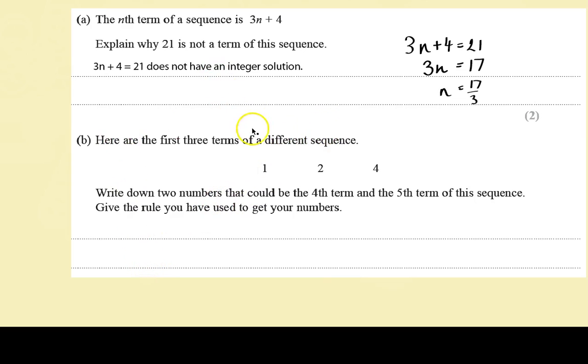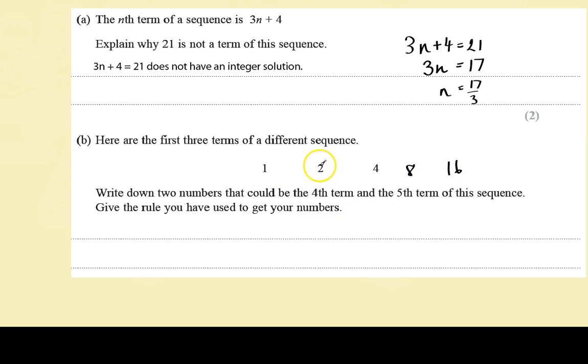This second part says, here are the first 3 terms of a different sequence. Write down 2 numbers that could be the fourth and fifth term of this sequence, and give the rule that you use to get to your numbers. So most of you got this right. There were two kind of obvious solutions. I don't know if anyone came up with any others. The first one is to notice that the term is doubling each time. So the next terms would be 8 and 16.